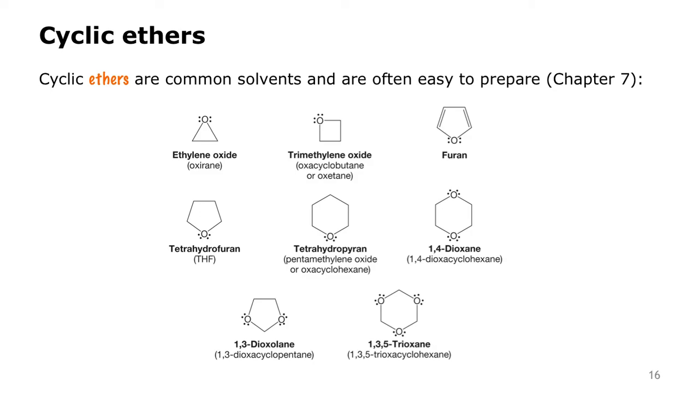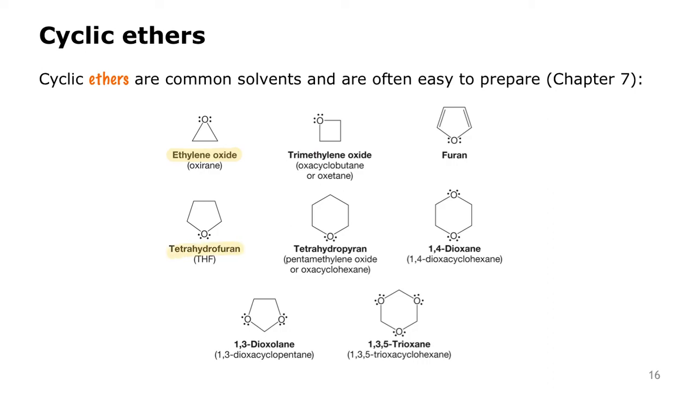Let me highlight those whose names you should know when we refer to them. Ethylene oxide is a very important industrial chemical. It's a starting material for making a wide range of commercial products, everything from adhesives to plastics to epoxies and those sorts of things.